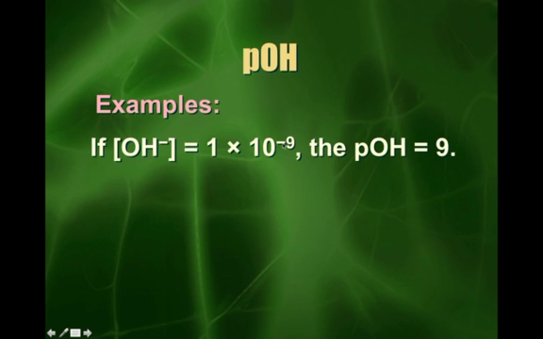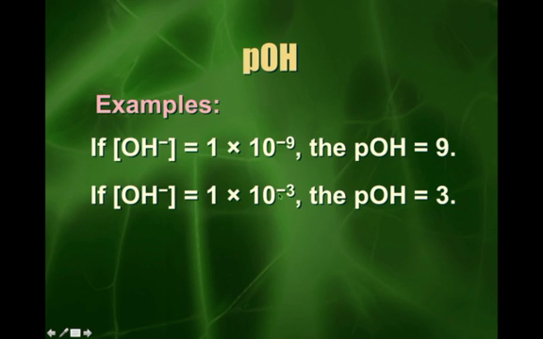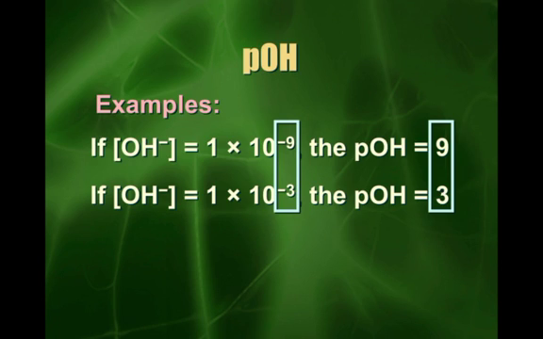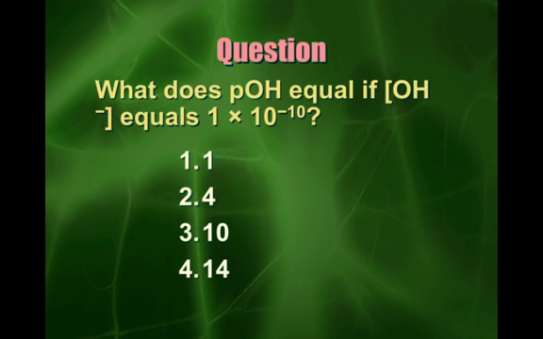This is 9, this is negative 9. Alright, if it's 1 times 10 to the negative 3rd, the POH is 3. And you can see it's the same thing that I just showed you, except it's just POH instead of pH. pH is the power of the hydronium ion. POH is the power of the hydroxide ion. Okay, so here we go. What does the POH equal if OH negative equals 1 times 10 to the negative 10? Well, POH and the hydroxide ion are very similar. Remember, you just take this and change the sign. So it is 10.